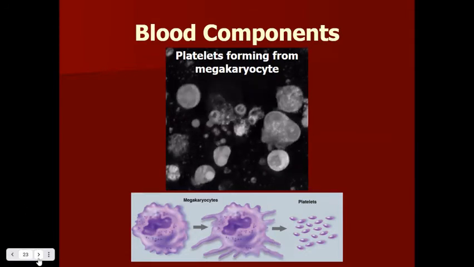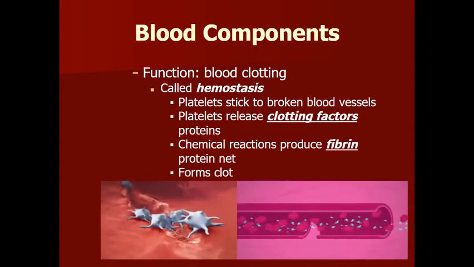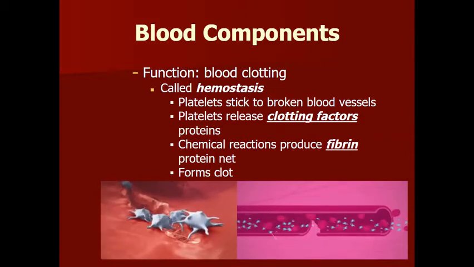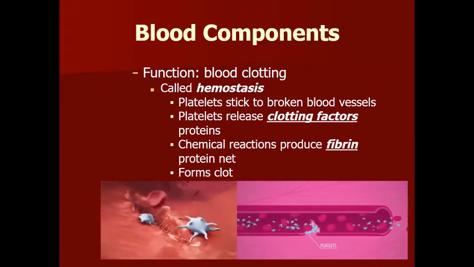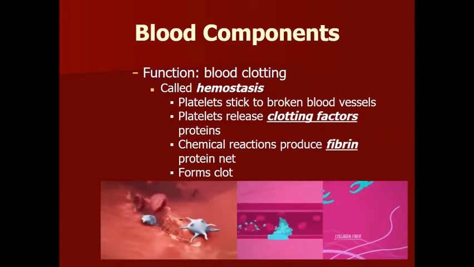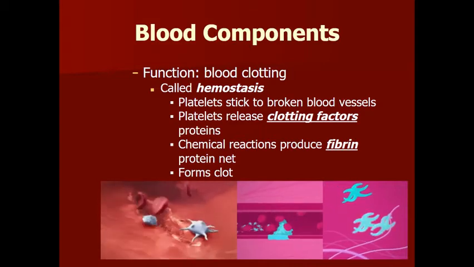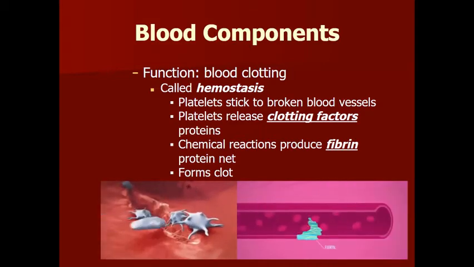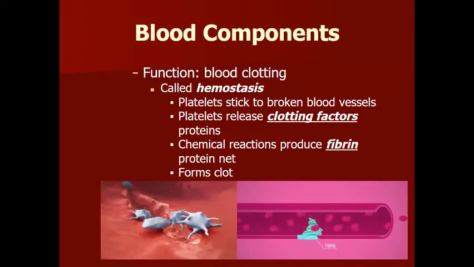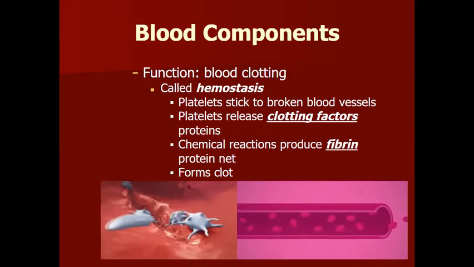The job of our platelets is blood clotting. And the technical term for blood clotting is called hemostasis. Hemo refers to blood, stasis means to stop. And so when our blood is clotting, platelets will stick to a broken blood vessel. And once they're there, they release clotting factor proteins. And these proteins start to make this net out of fibrin that forms the clot.